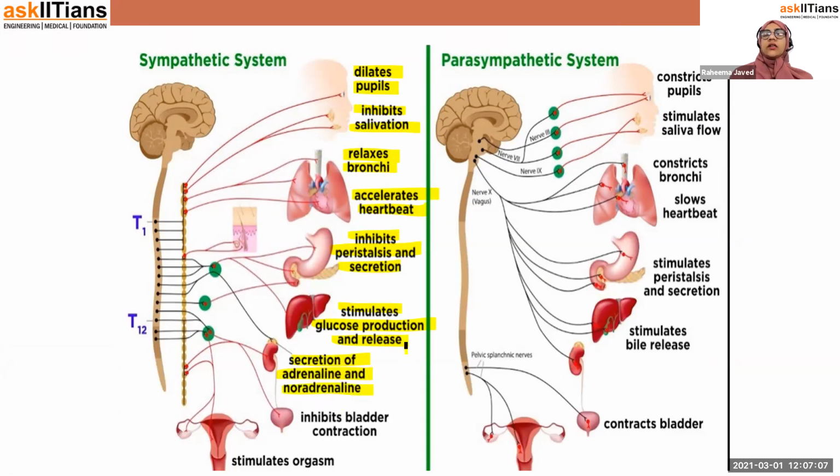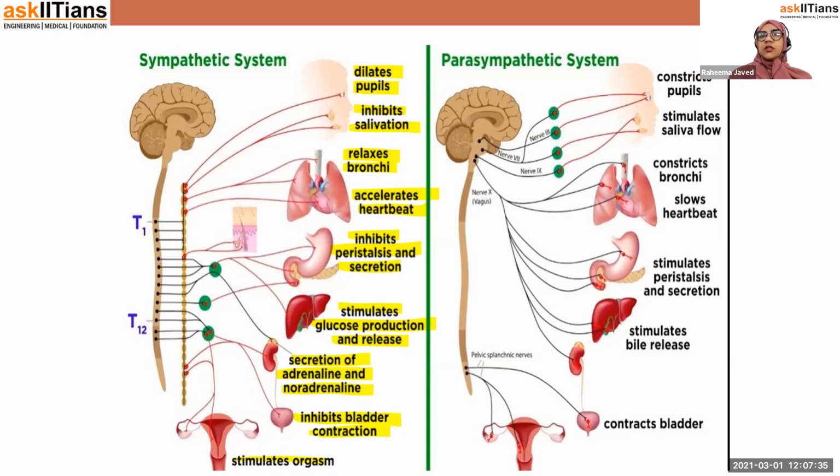Adrenaline and noradrenaline are the two hormones that are secreted from the adrenal medulla, but they don't have different functions. They have the same function, although by names they appear to be a little bit opposite. Bladder contraction also is inhibited, and orgasm can be stimulated. Okay.